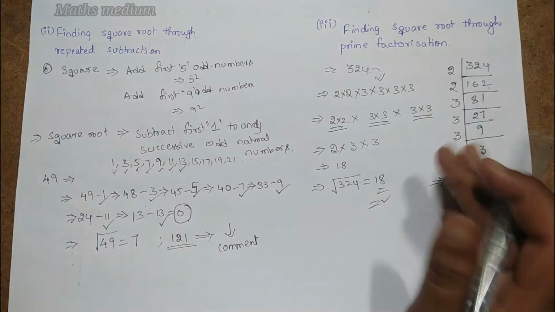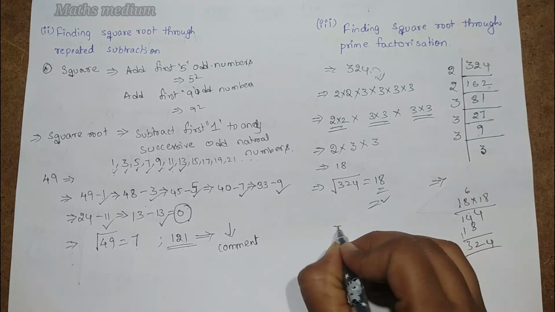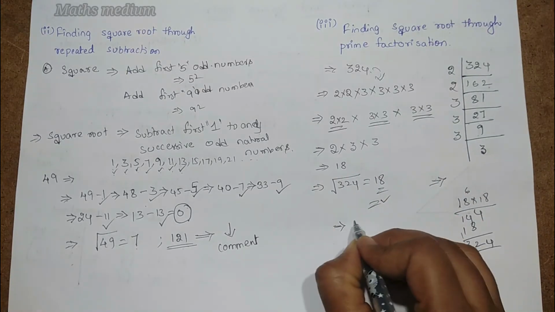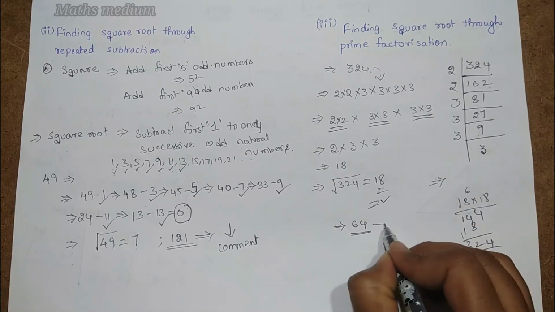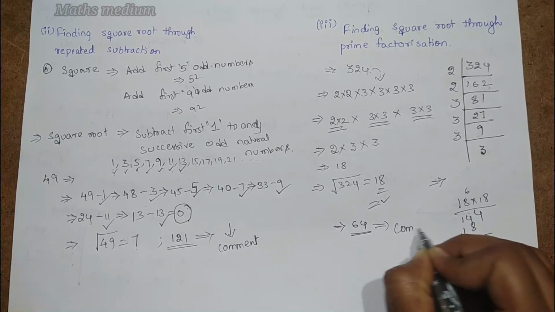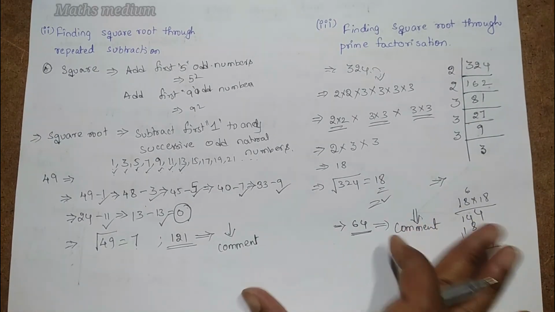Now I am giving another number for finding prime factorization. Leave your answer in a comment box. I am giving the number 64. Please do that by way of prime factorization to find the square root. Please comment below. Don't forget about this.